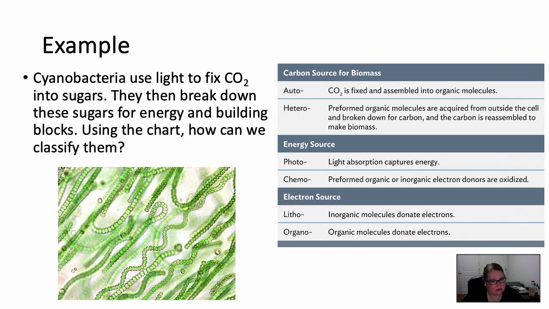We need to be able to use this table, so let's do an example problem. Read the example problem and use this chart to figure out how this organism eats. The example problem says cyanobacteria use light to fix CO2 into sugars. They then break down these sugars for energy and building blocks. Using the chart, how can we classify them? You should have one from each section. Pause the video for a second, analyze the problem, use the table, and see if you can come up with the answer.